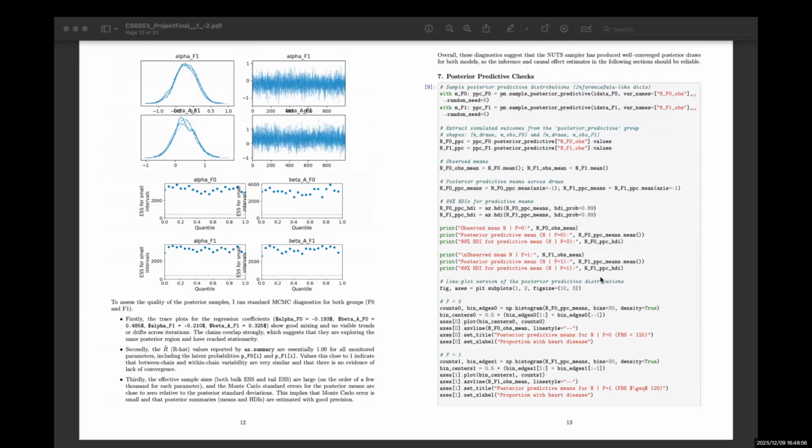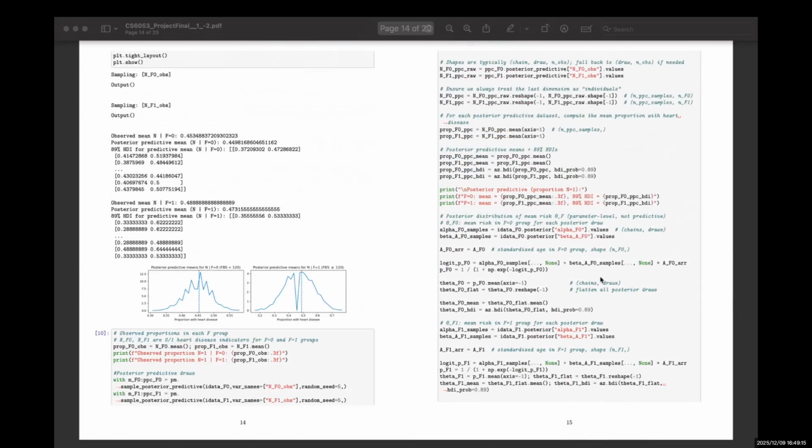So in section 7, we do posterior predictive checks separately for f equal to 0 and f equal to 1 groups. The idea is simple. If our Bayesian logistic models are reasonable, then data simulated from the posterior should look like what we actually observed. The results are shown below, and what we see is reassuring. For both groups, the observed heart disease proportions sit close to the posterior means and remain well inside the 89% posterior predictive intervals. So at least at the group level, the model is capturing the outcome rates we see in the data. This gives us the confidence to interpret the causal estimates that follow.